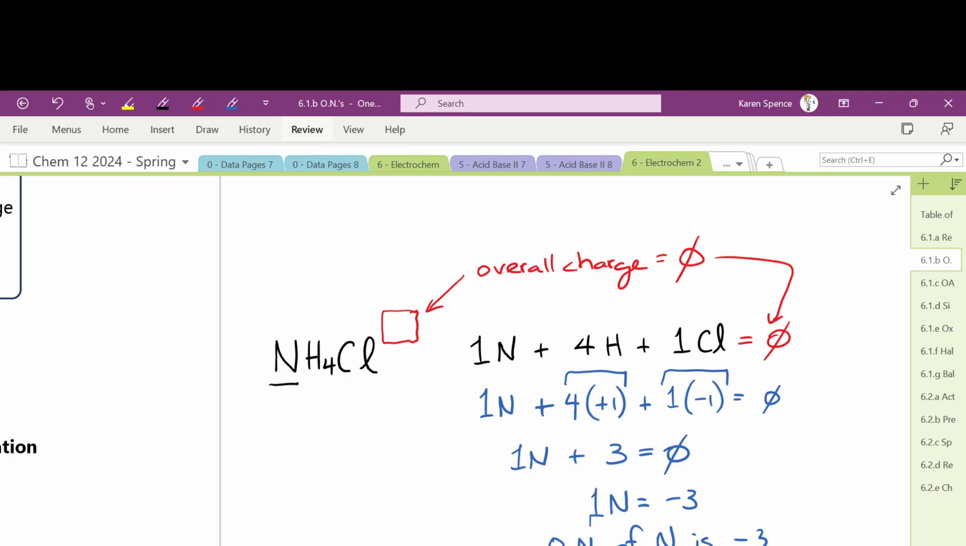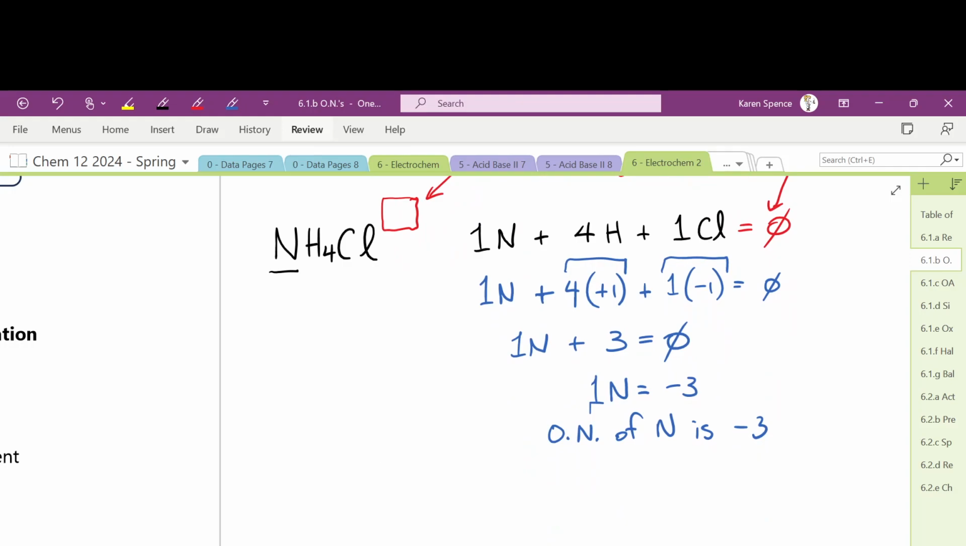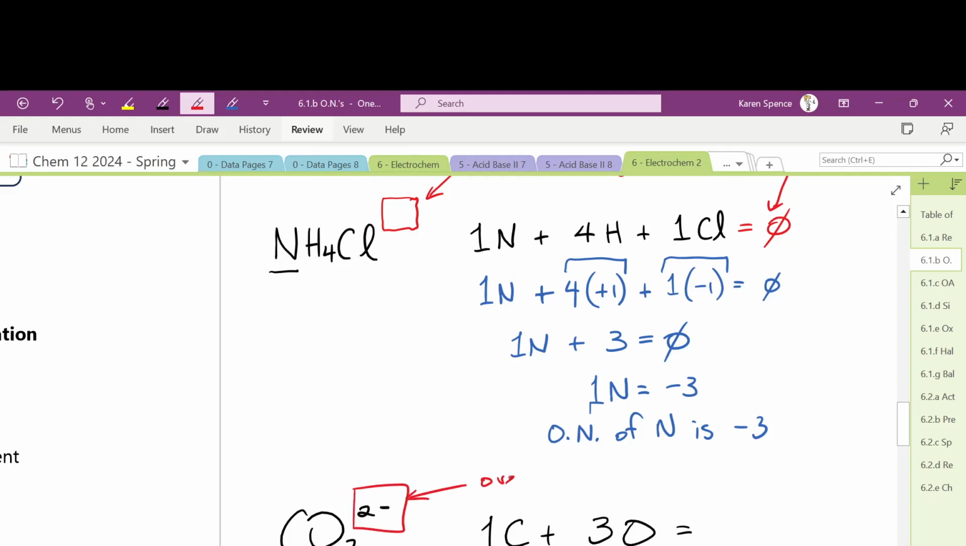Okay, who's our next example? CO3 2-. Okay, so we write out all of our atoms. We have 1 carbon. We have 3 oxygens. And so 1 carbon plus 3 oxygen gives us our overall charge. And in this case, the overall charge is equal to 2-.